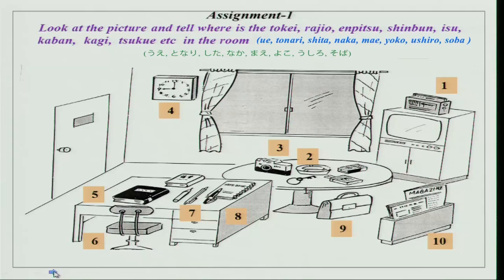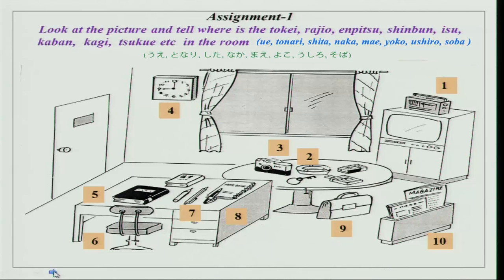So the first assignment over here is: look at the picture and tell where is the tokei, radio, empitsu, shimbun, isu, kaban, kagi, tsukue in the room. So this picture is of a room where there are a lot of objects for you and you have to tell exactly where they are. Well, last time we had done locational nouns, and this is the exercise for that. You have to tell where exactly these things are. So well, let us see.